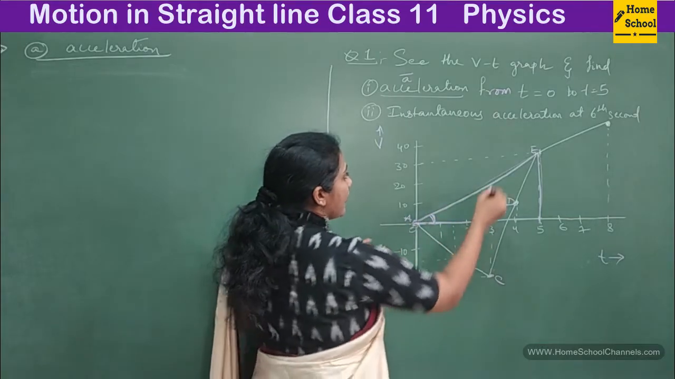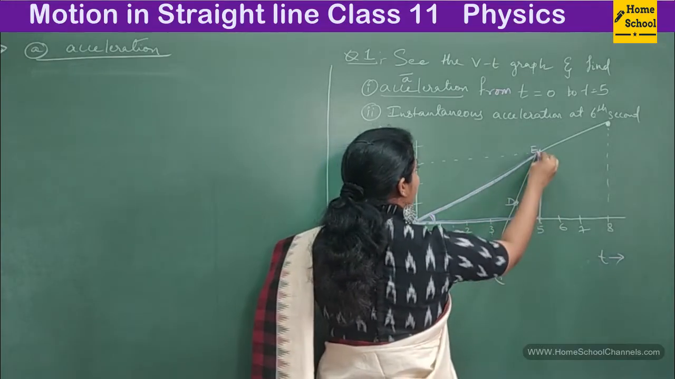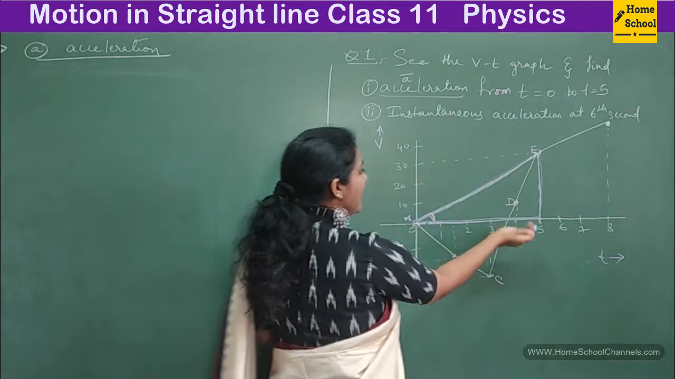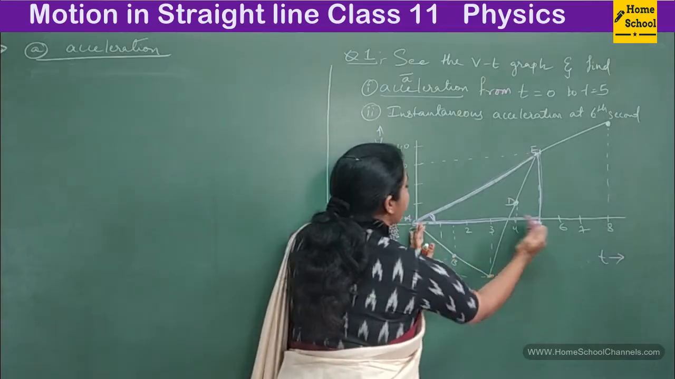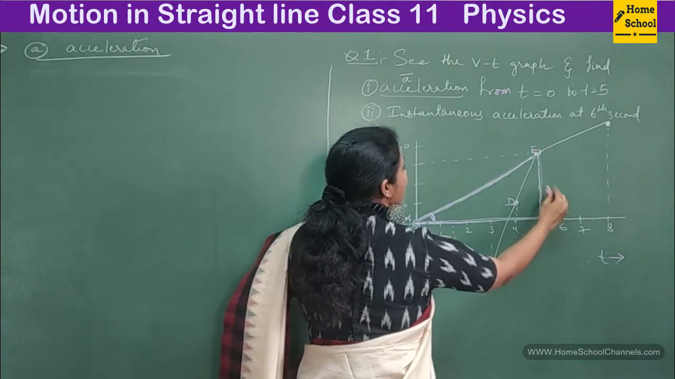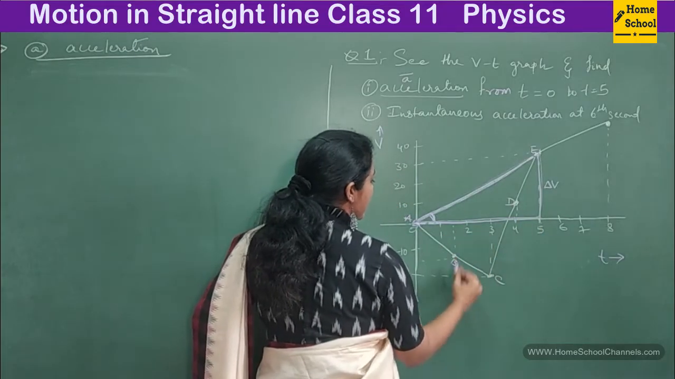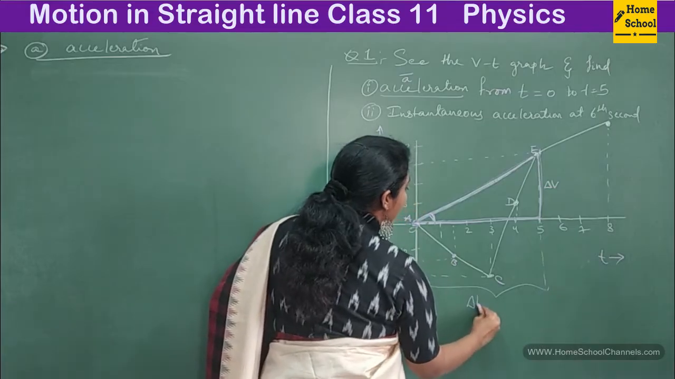So just observe the purple color lines. Say this is your triangle. You know, this is your slope. This angle you have to find. So how do you find this angle? This difference divided by this difference, right? So this is your delta V, and this much is your delta T, right?